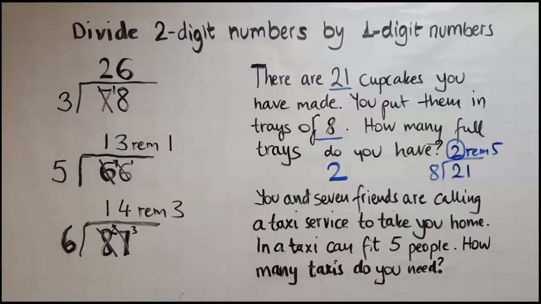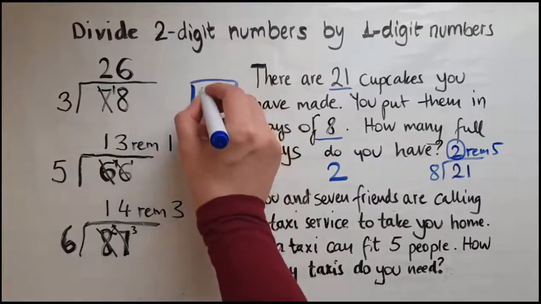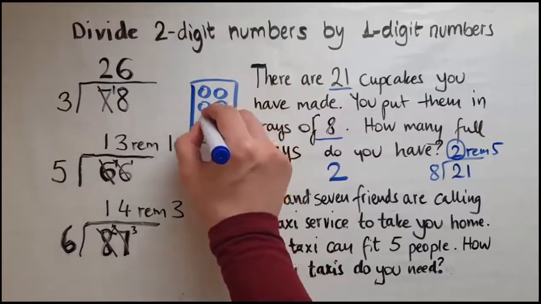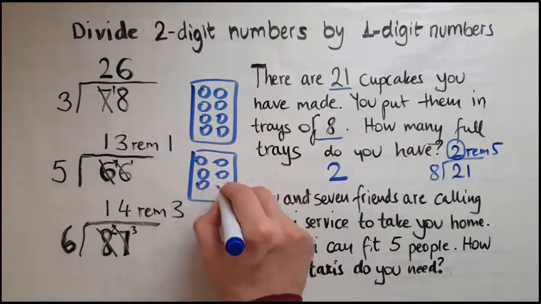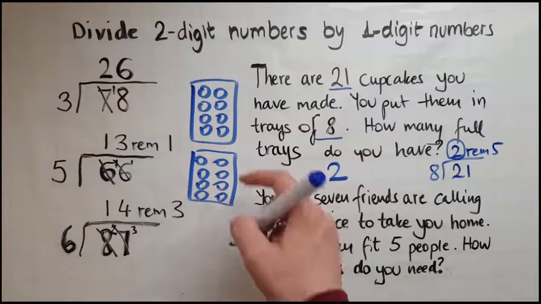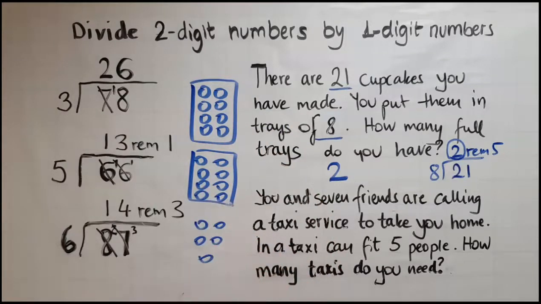So that is gonna look something like this: a full tray with 1, 2, 3, 4, 5, 6, 7, 8, and then another full tray with 1, 2, 3, 4, 5, 6, 7, 8. So I've got 16, and then I've got 1, 2, 3, 4, 5. So 16, 17, 18, 19, 20, 21 altogether. So there are 5 cupcakes remaining. They're not put in the trays.